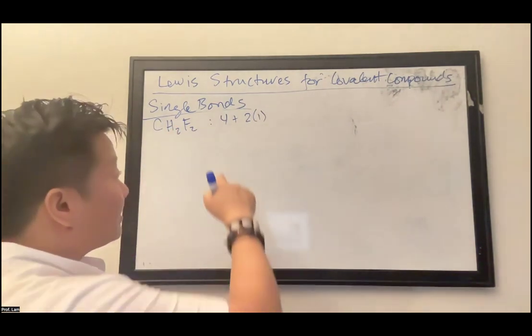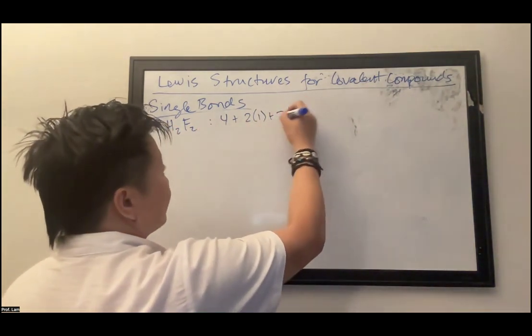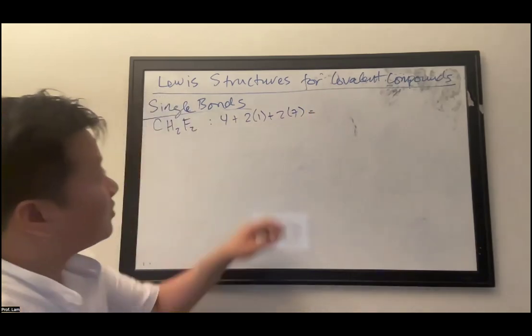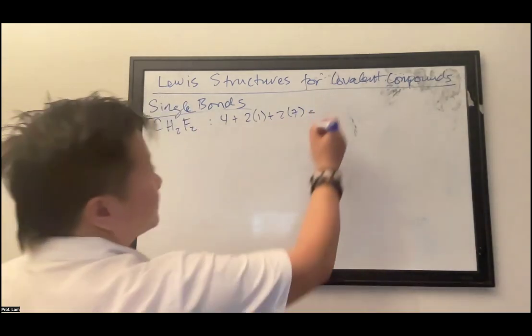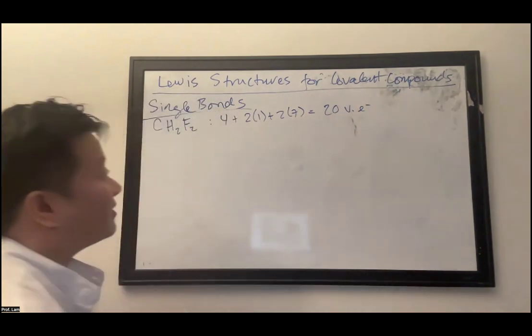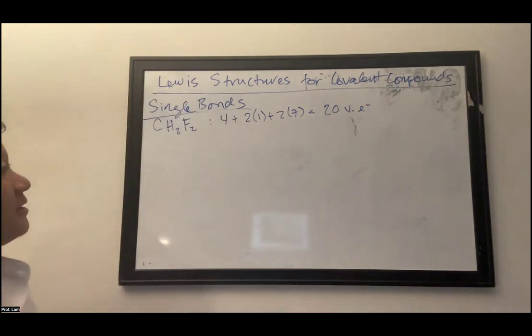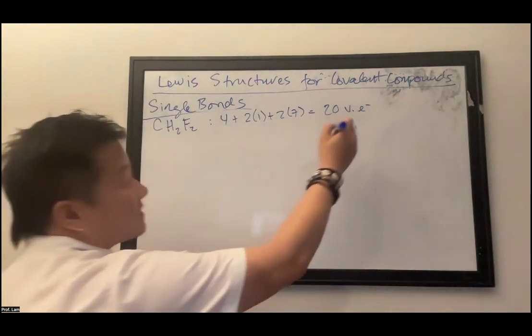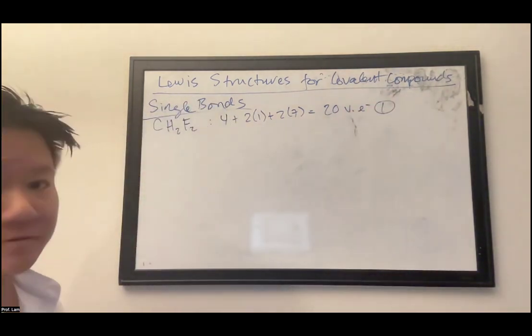Remember, looking at the group number. So that's 2 times 7 for a total of 14, 16, 20 valence electrons. Okay, now that's step 1. I'm going to label it, okay?